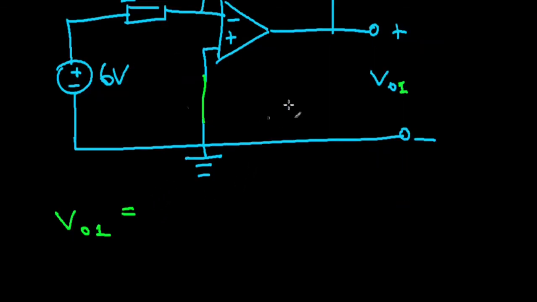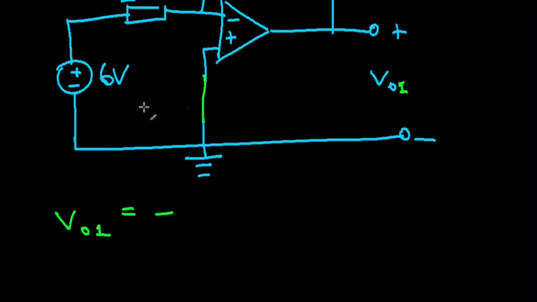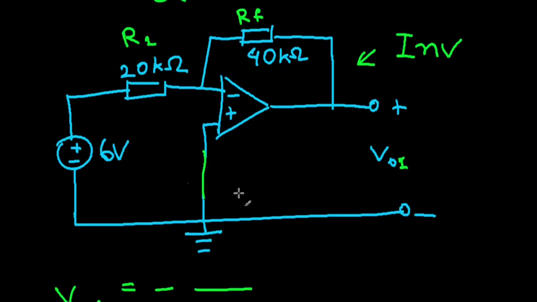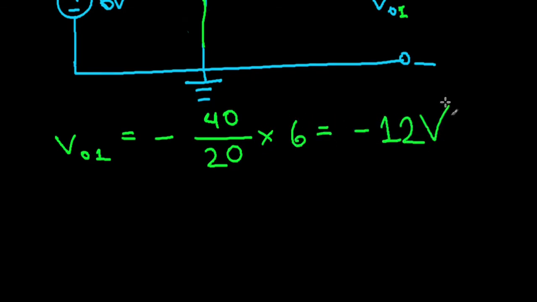If this is our inverting op amp, our output voltage is going to be negative. This is our feedback resistance. This is the other resistance. So the output voltage is going to be negative 40 over 20, the kilo ohms cancel out, 40 over 20 multiplied by 6. So this is going to be negative 12 volts.